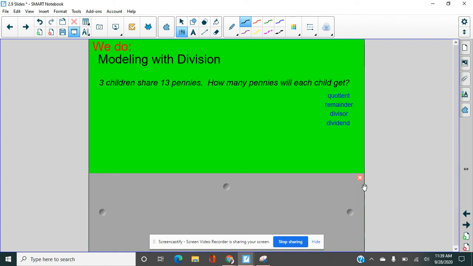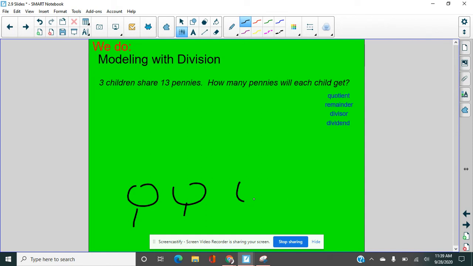So 3 children are going to share 13 pennies. How many pennies will each child get? So you're going to help me out here. How many children do I need to draw? Okay, 3 children. Do I have 3 children down here? Nope, I have nothing down there. All right, that's good because I need that space. So 3 children, and we're going to draw the 13 pennies. This will take me a moment.